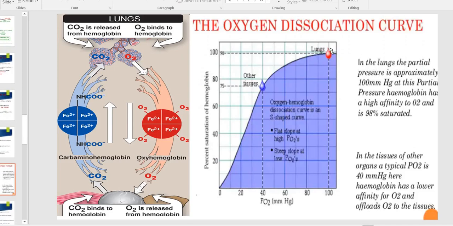This is the oxygen dissociation curve in the lung, where there is high pressure of oxygen and high affinity of hemoglobin to bind with oxygen, and the saturation is nearly 98%. In the tissue, where there is low pressure of oxygen, there is low affinity of hemoglobin to bind with oxygen, so it releases its oxygen to the tissue, and this is the function of hemoglobin. In the lung, oxygen binds to hemoglobin, converting it into oxyhemoglobin, and there is release of carbon dioxide, and the contrast at the tissue.